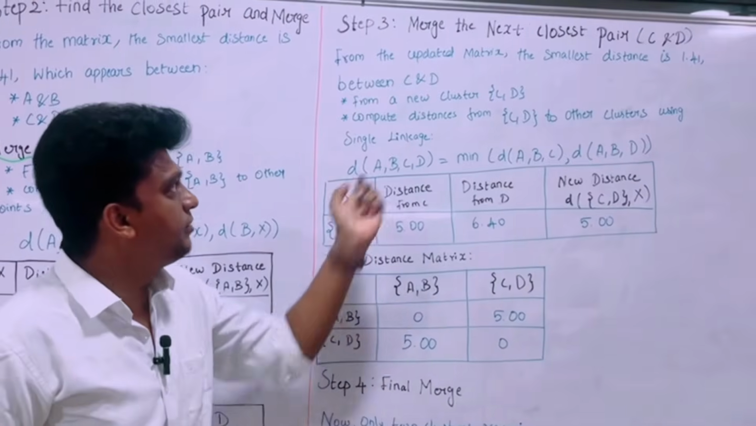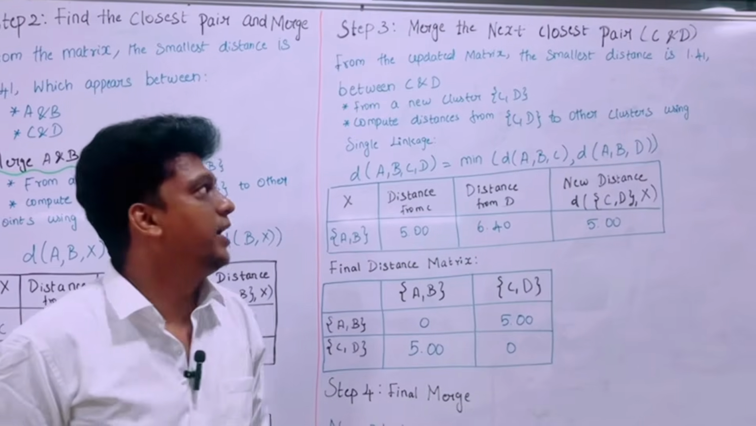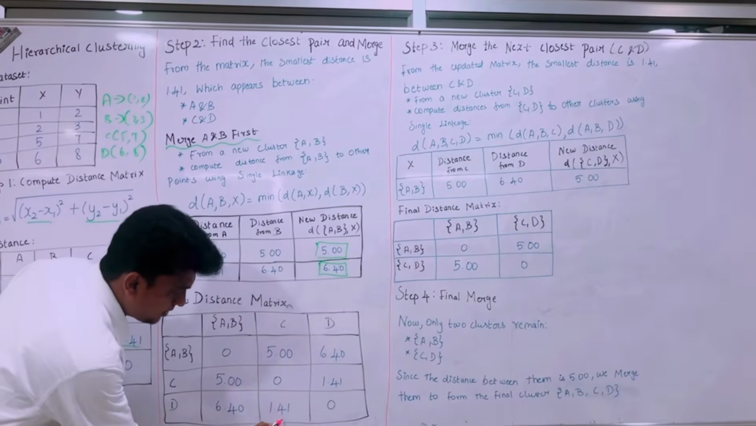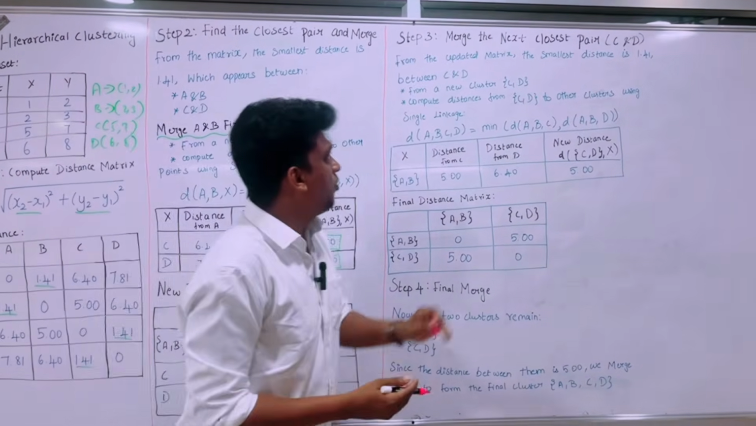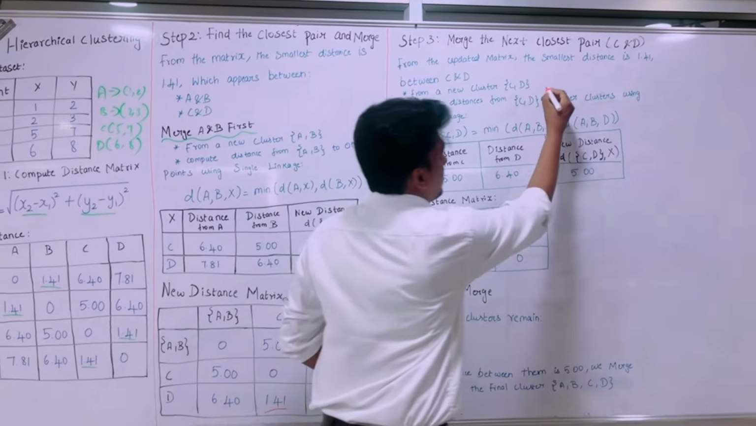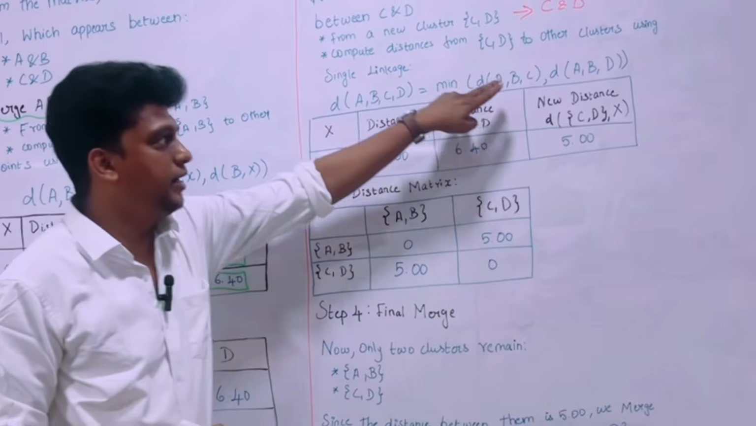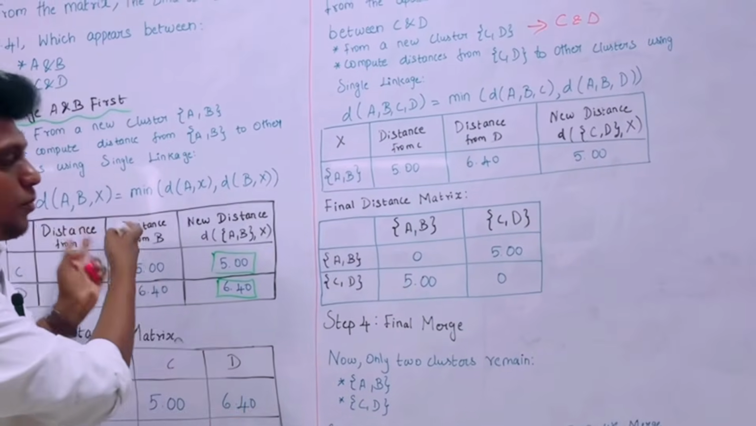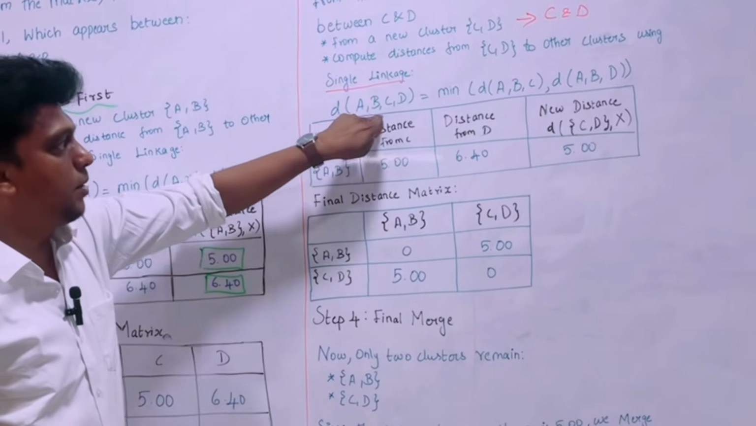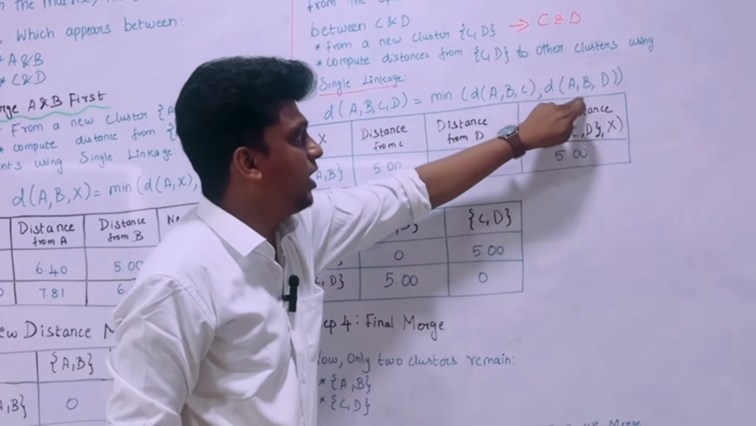Now in step 3 we have to merge the next closest pair. The next closest pair is C and D. From the updated matrix, the smallest distance again is 1.41, between C and D. So again we form a new cluster of C and D. Now compute the distance from C, D to the other cluster using the same single linkage procedure. The distance of A, B to C, D is the minimum of the distance between A, B and C, and the distance of A, B and D.